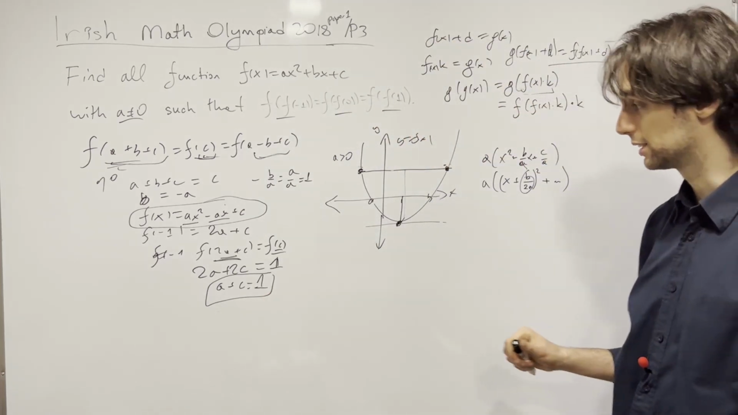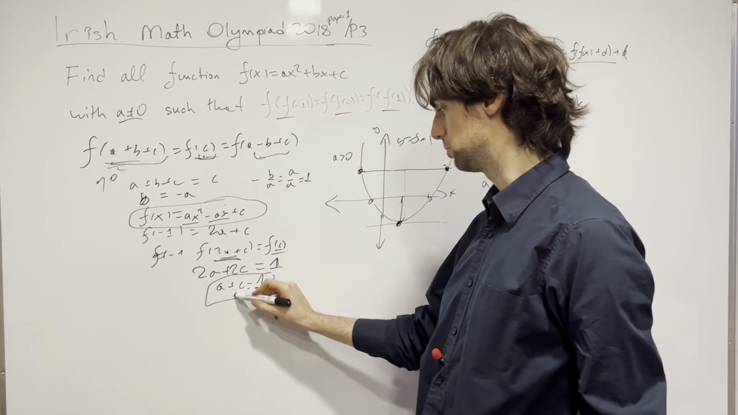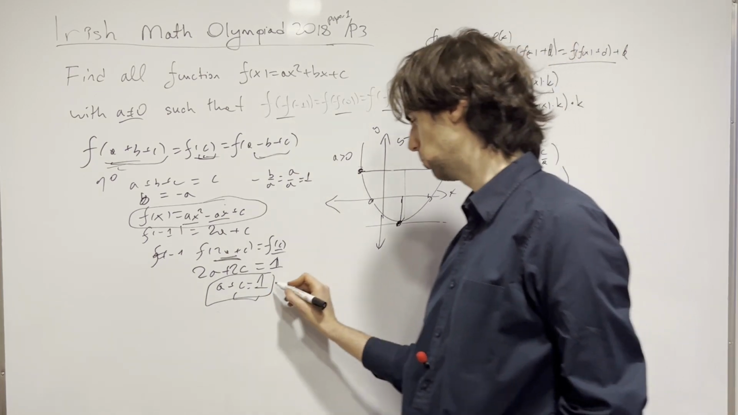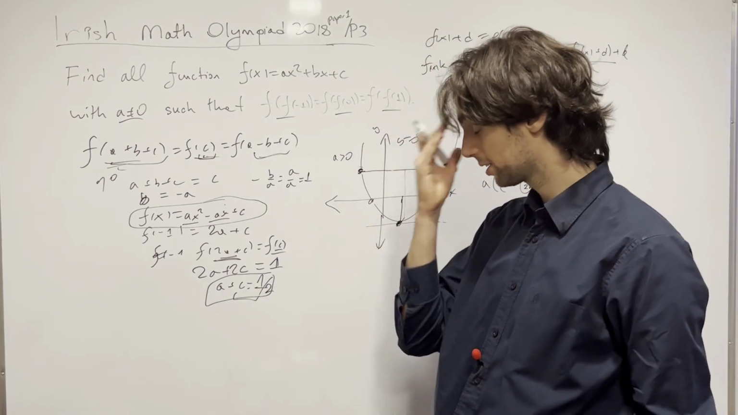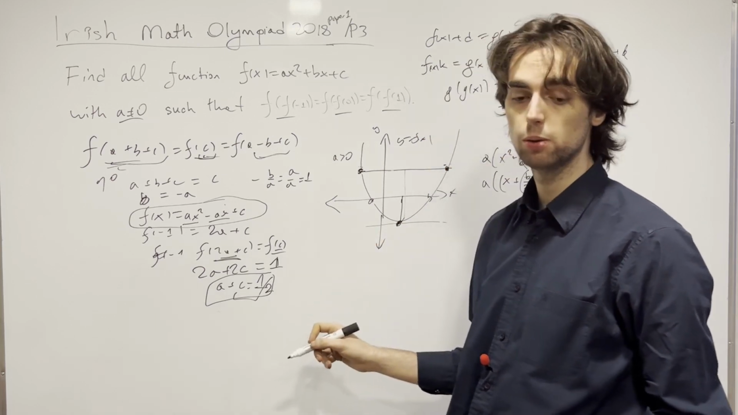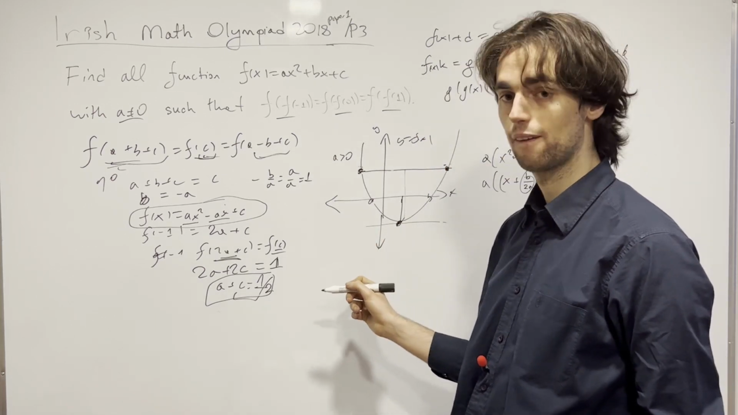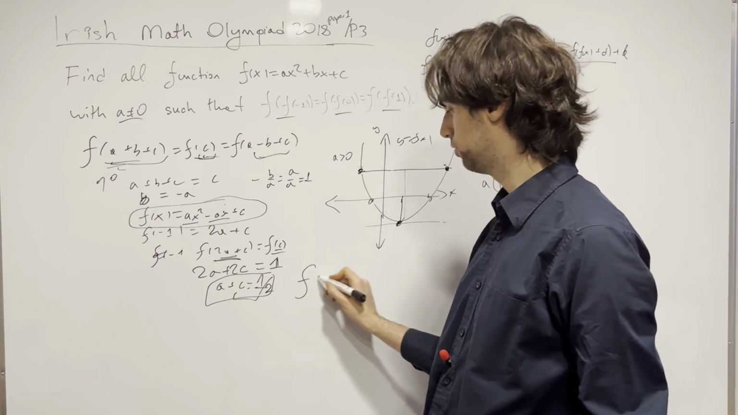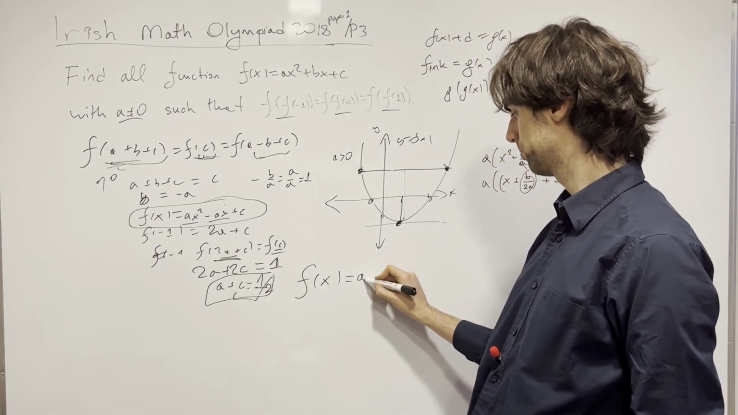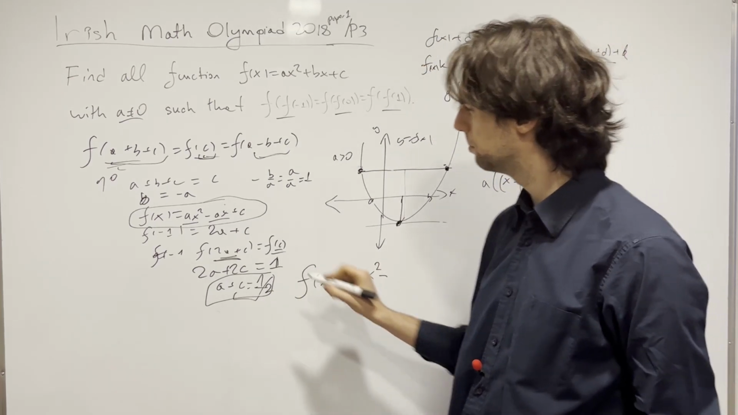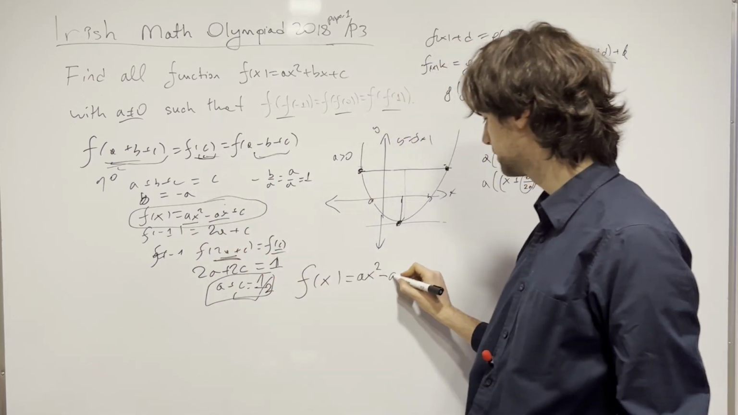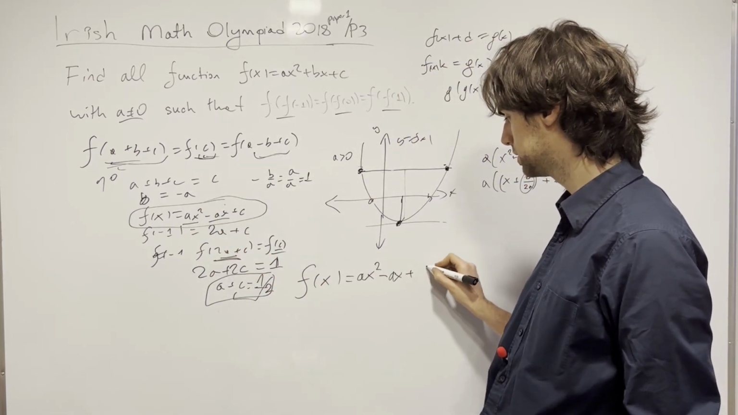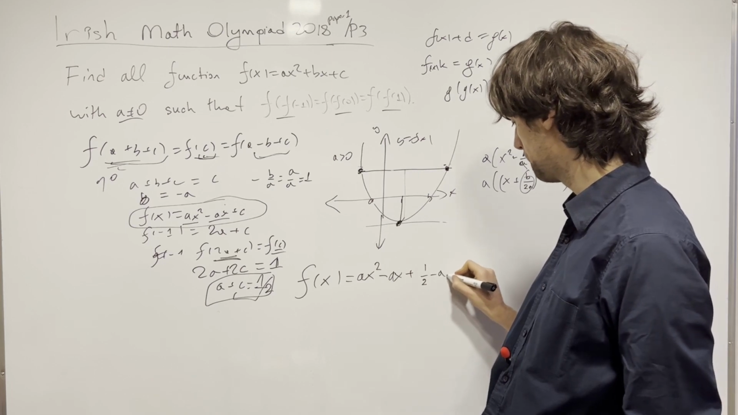And now what does this give us? This means that c is equal to 1 over 2 minus a. This means that c is equal to a half minus a. So the functional equation is f of x equals ax squared minus ax plus a half minus a.